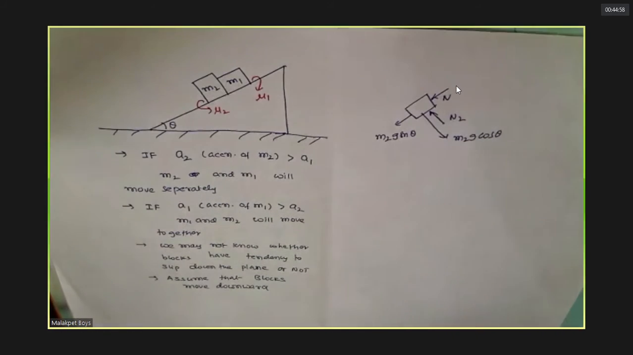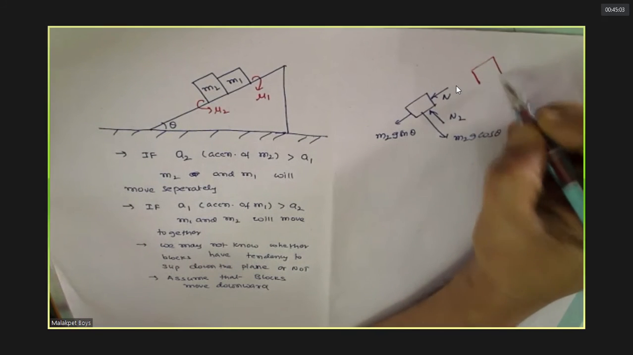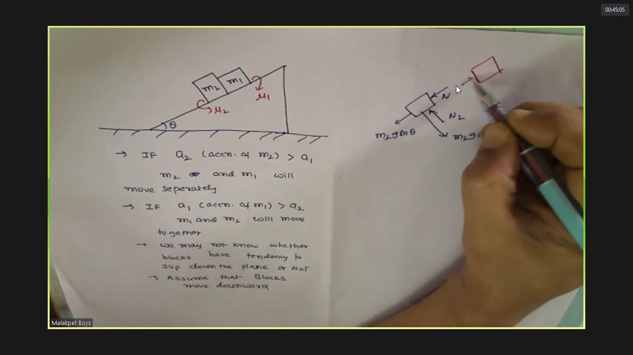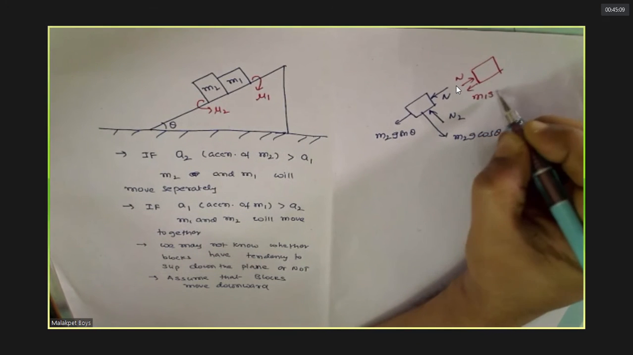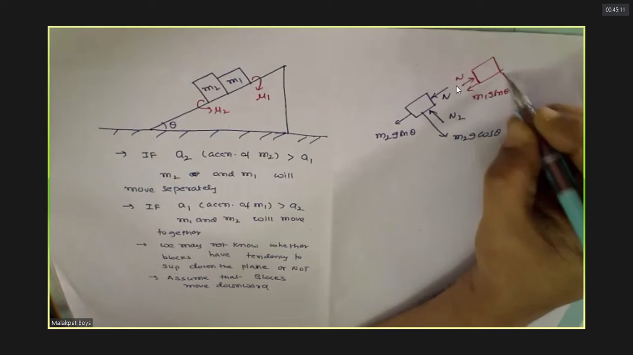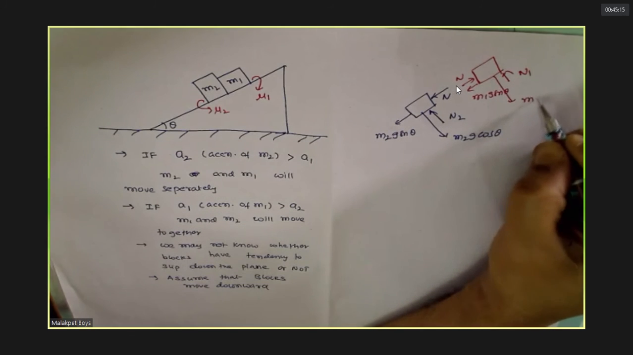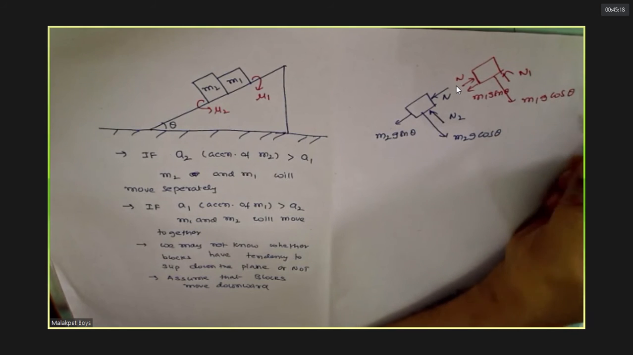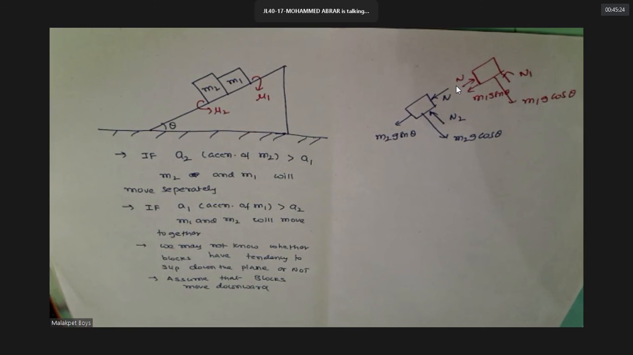Now for this other block, if you take, what are the forces on this? This is N, this is M1G sin theta, this is N1, M1G cos theta. Follow this? Any doubts are there till here? No doubt, sir.